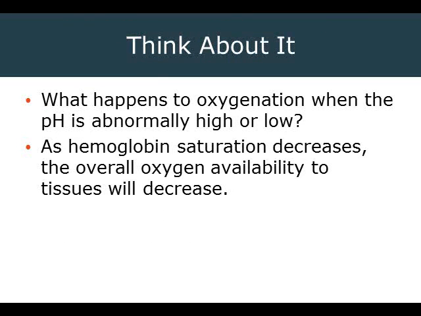So what happens to oxygenation when the pH is abnormally high or low? Well, if pH is abnormally low, then the oxygenation is decreased because the body's unable to offload oxygen very quickly. It's not able to attach to and offload. When it's a higher pH, it may be able to attach and transport easier, but in most cases the body doesn't need it quite as much. As the hemoglobin saturation decreases, the overall oxygen availability to the tissues will also decrease.